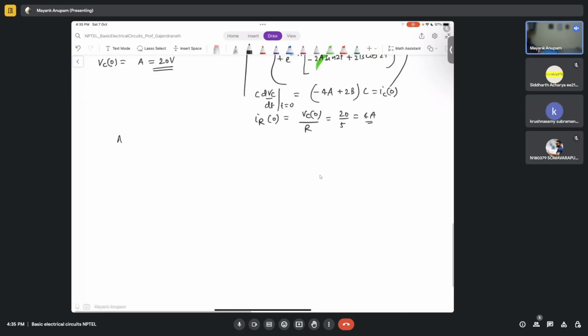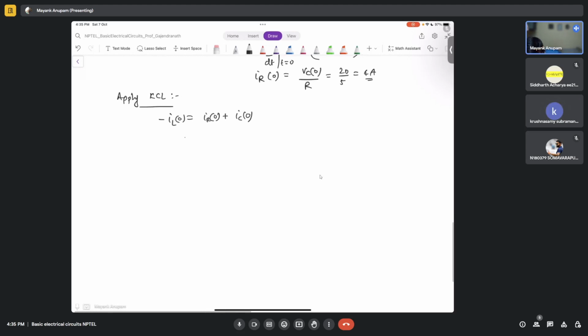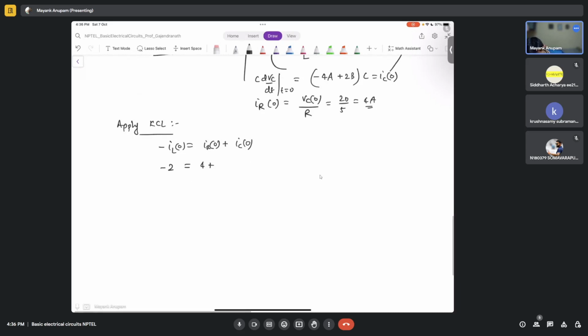Now simply apply KCL. So what we will have? We will have minus IL is equal to IR plus IC. So by the way, there will be a 0 here: minus IL of 0 should be equal to IR of 0 plus IC of 0. What is that? IL of 0 is 2, so it is minus 2 here, is equal to 4 plus IC of 0, which is minus 4A plus 2B into C, right?